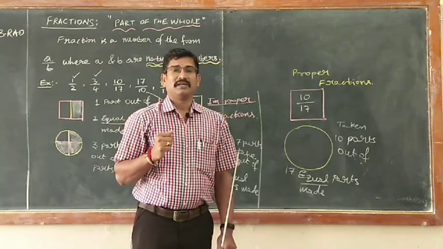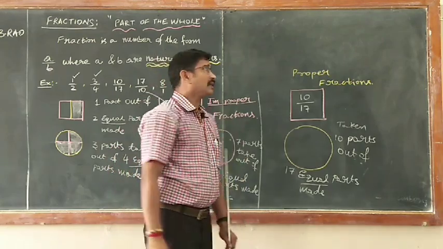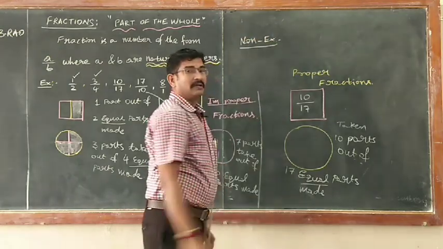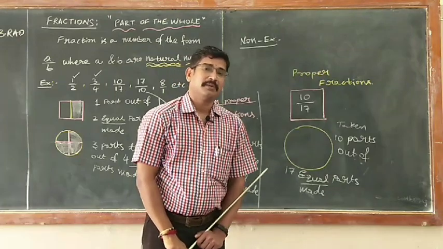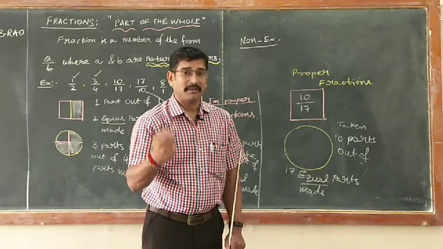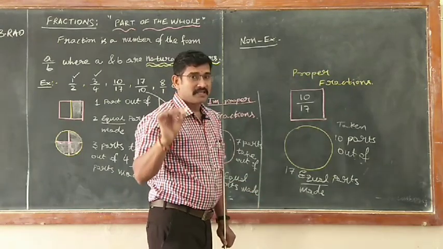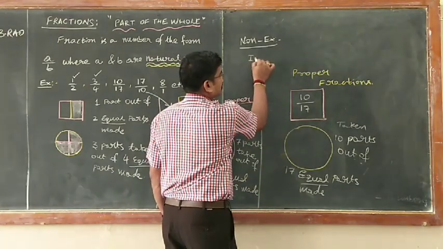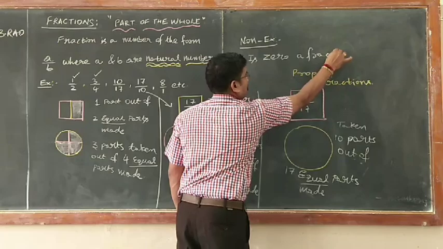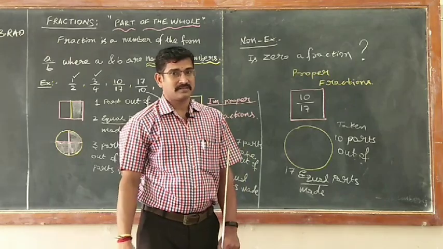Then we will go for summing it up by telling non-examples. Children, what are the non-examples? You know that a fraction is a number made by natural numbers. So, to form a fraction, we require natural numbers, right? Now, the question arises, is 0 a fraction? It is a big question mark for us. Is 0 a fraction for us or not?